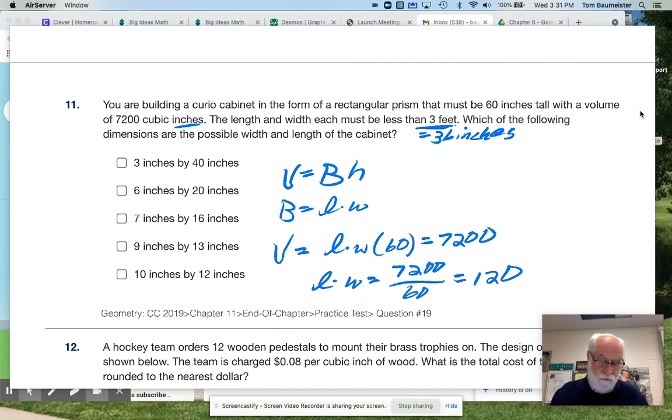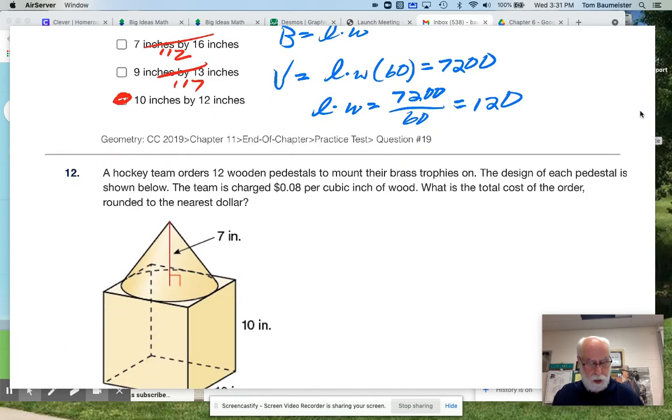Well, 3 times 40 is 120, but remember, we just said it has to be less than 3 feet. Well, that's 36 inches, so that one doesn't work. 6 inches times 20 inches, well, that's 120, so that one will work. 7 times 16, that's 112, so that one won't work. And 9 times 13 is 117, so that one doesn't work. And 10 by 12, that one works. So again, read the directions carefully, because I know if you put in the third one, it's going to mark it all wrong.